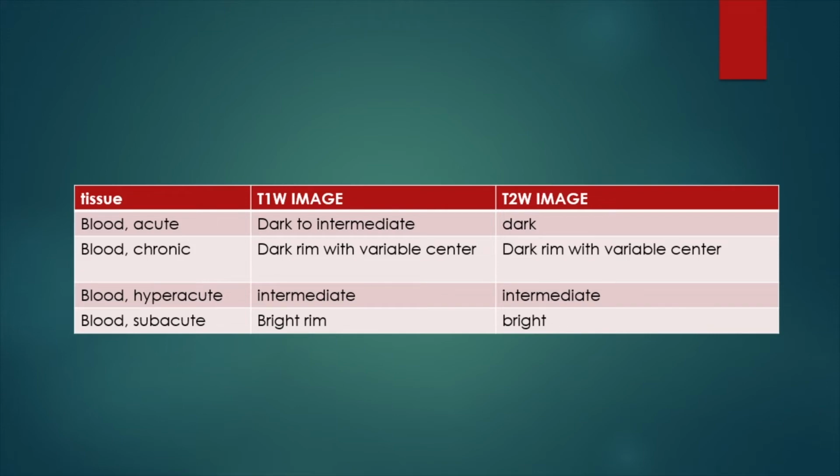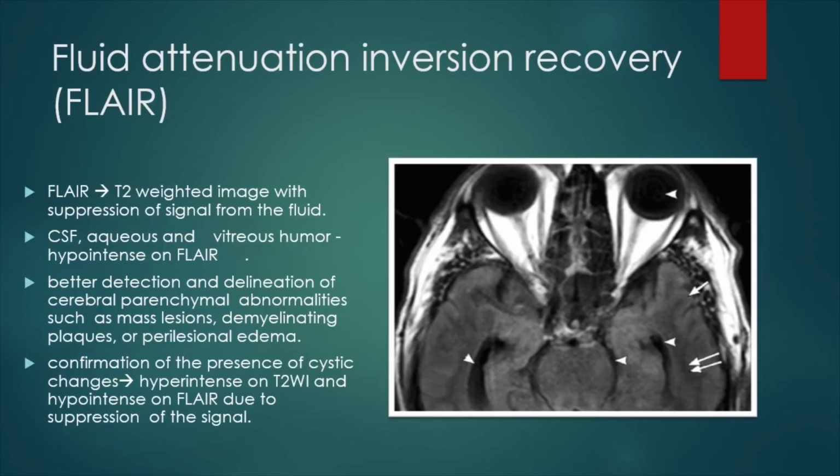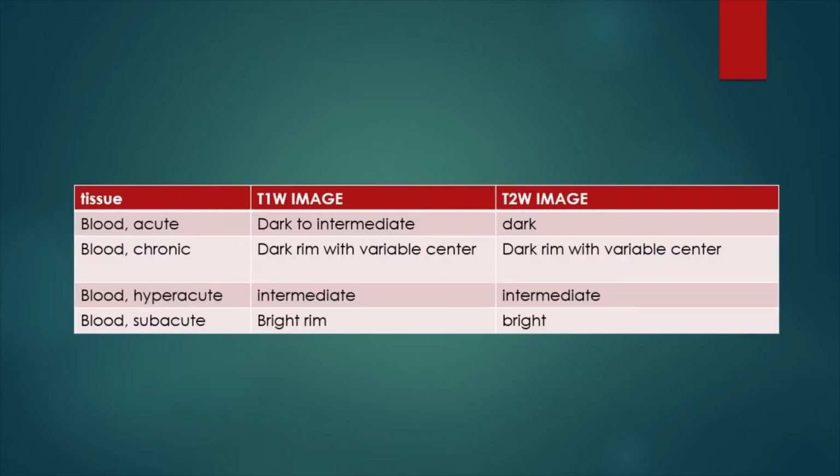Okay, so all the signal is related basically to the T1 and T2. In fluid attenuation inversion recovery, blood is dark. Yeah, it will be isointense in T1, and there is something called a gradient sequence which we generally do for calcium and blood.